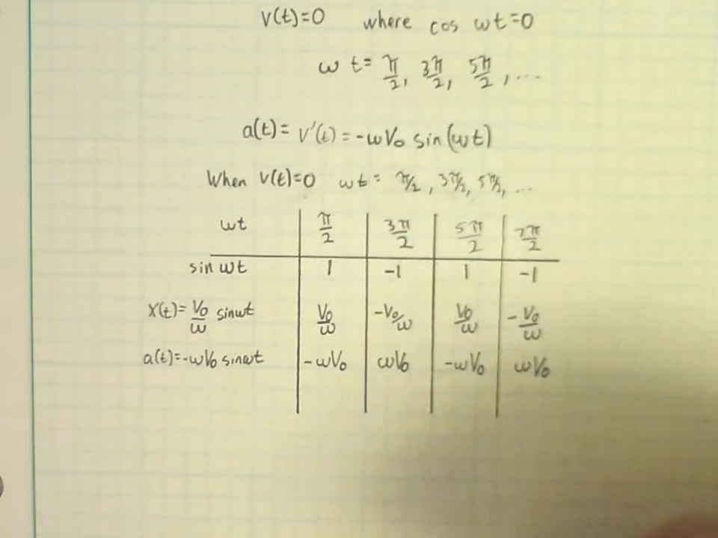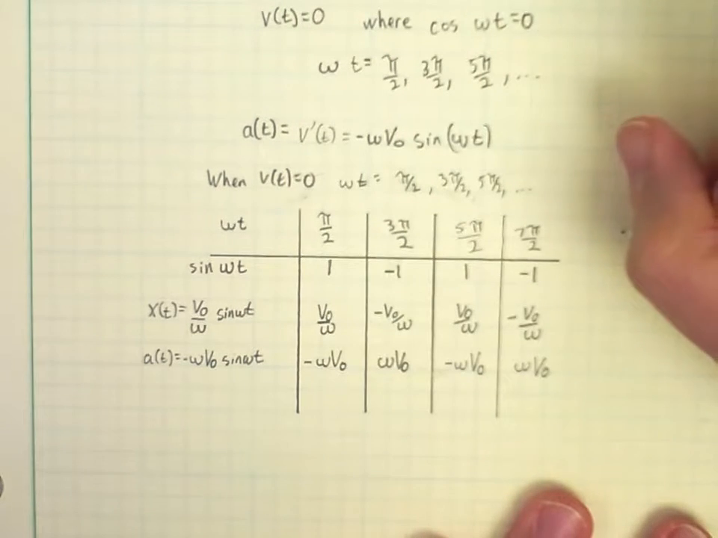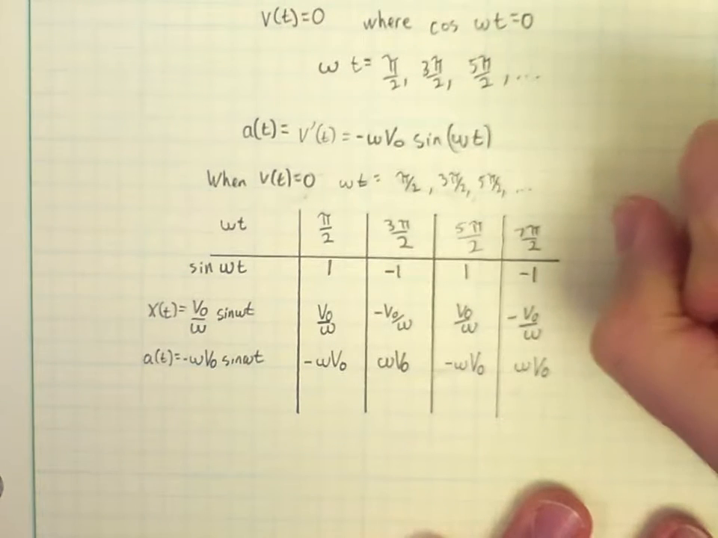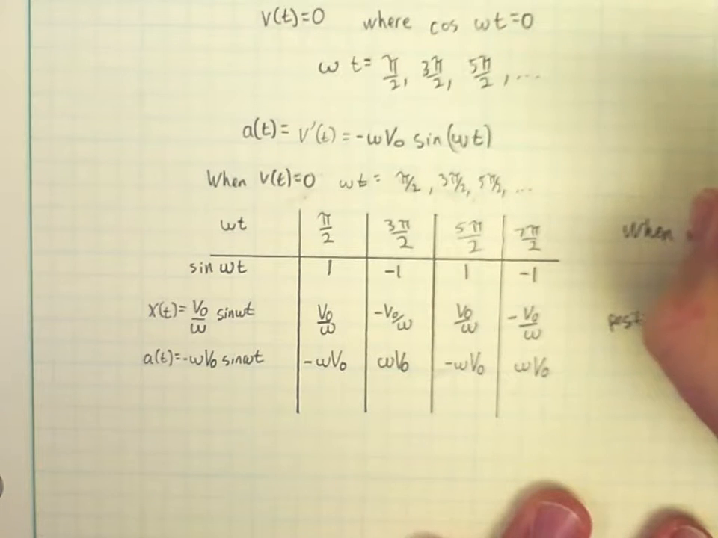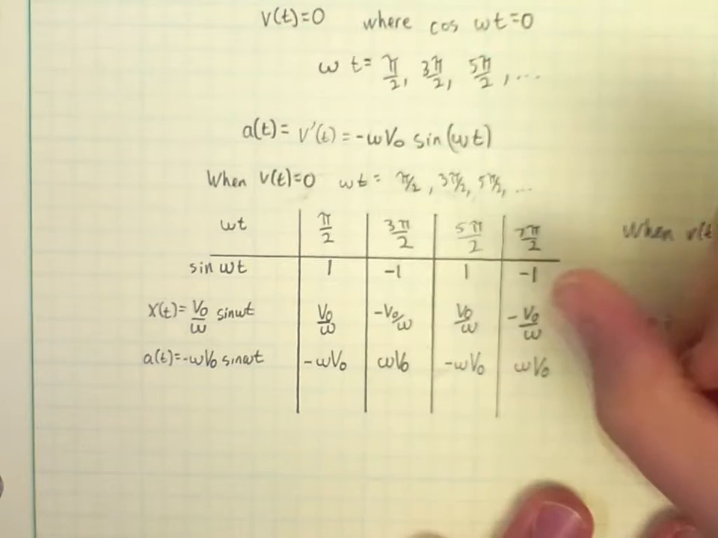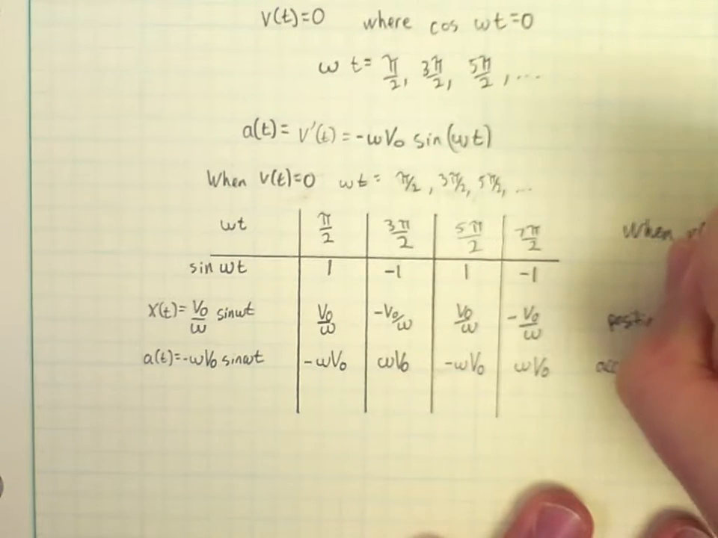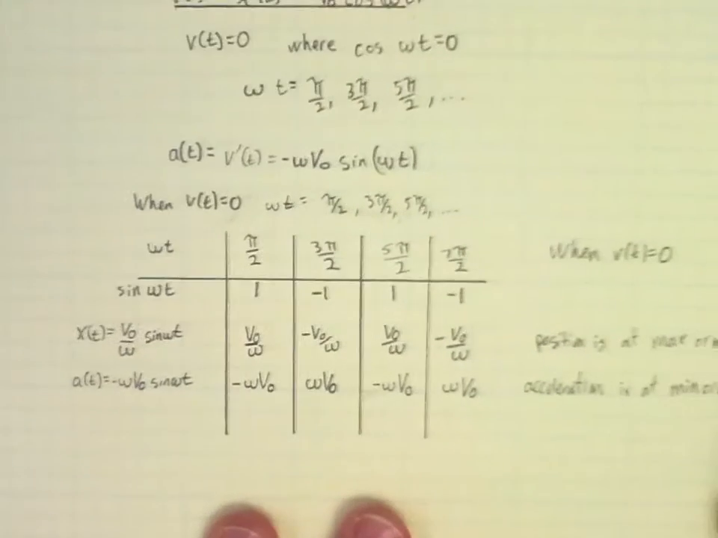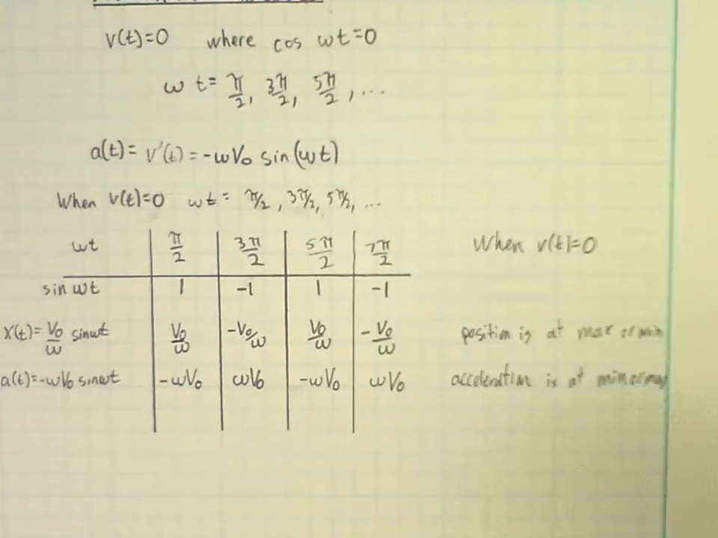The comment to make is, we would say that when v of t equals 0, position is at max or min, and acceleration is at a minimum or a maximum. It's the opposite. Whenever position is at a maximum, acceleration is at a minimum. It's pulling as hard as it can to the left. And so we could graph these different sine waves and see how those work.